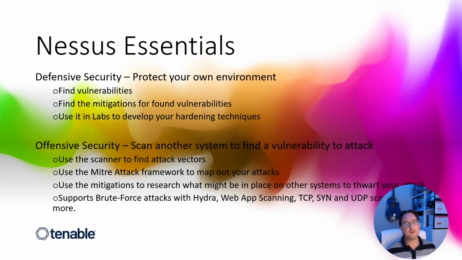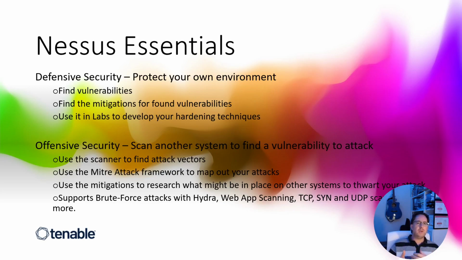See how things work. If you're on the naughty side of the fence, the old red side, then you can use it to find vulnerabilities, but for different purposes, if you know what I mean. You can look for attack vectors into different systems. And again, when you're looking at the MITRE ATT&CK framework and the information it'll give you, you can use that whilst you're mapping out your attack method, yeah? And again, looking at the mitigations.